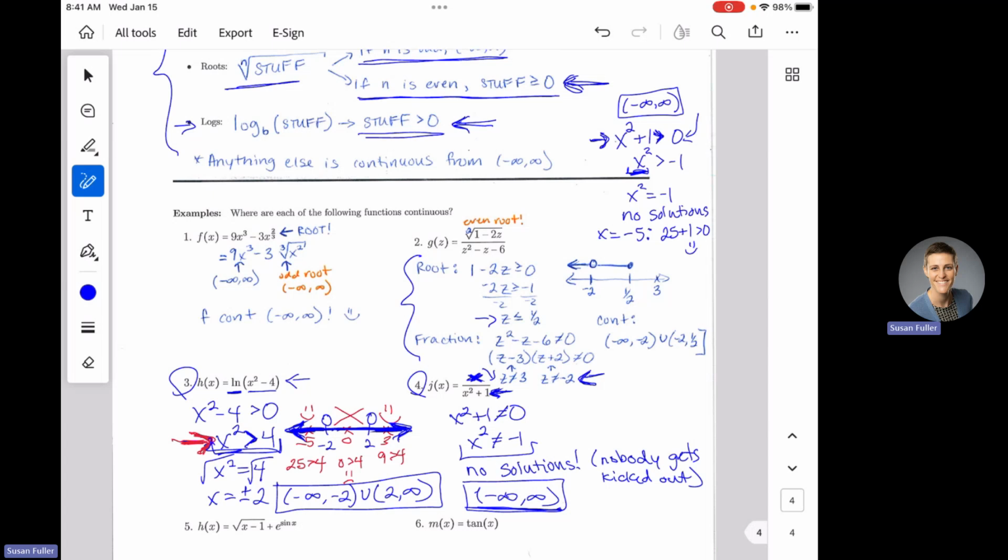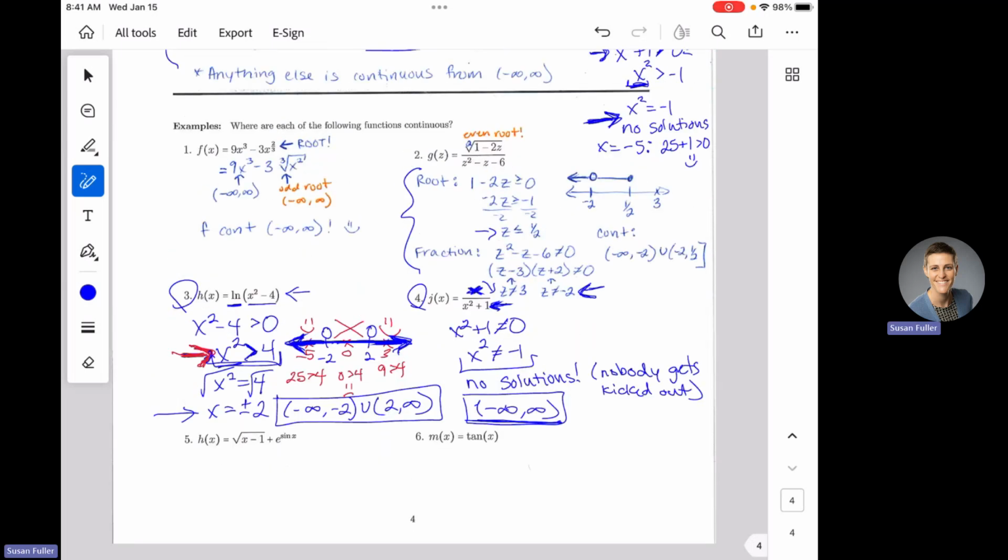So basically, I want you to solve the equation, take those values, put them on a number line, and test values around them. And if you don't have any solutions, I want you to think about what that means. It just means that you don't have anything to cut the number line into pieces. Either everything works or everything doesn't. And if you get stuck, just pick any representative, plug it in, and see if it works.